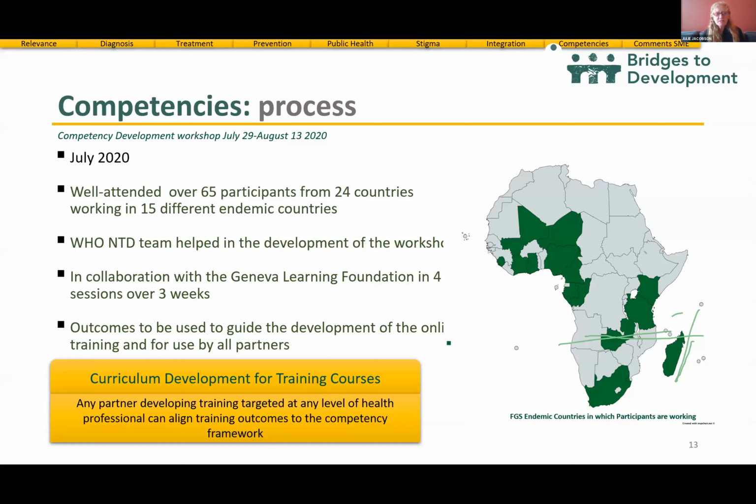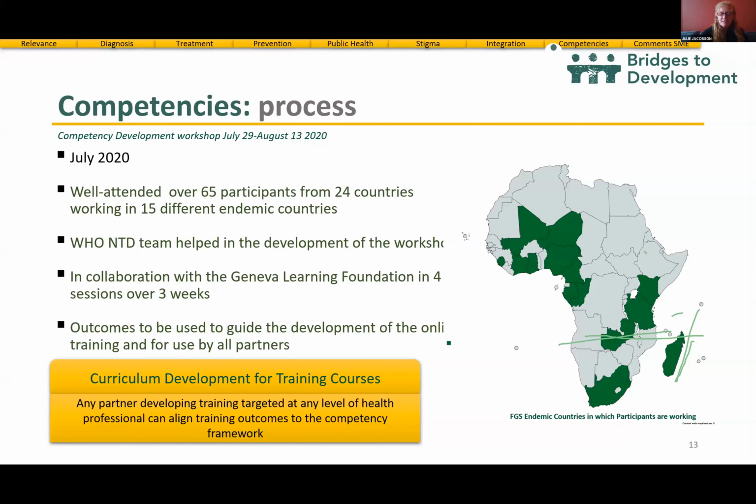So we started a process in July of 2020 where we brought together a group of 65 participants from over 24 countries, working in 15 different endemic countries, to define what it means to be competent and able to diagnose, treat, refer, and prevent female genital schistosomiasis. We did this in collaboration with the Geneva Learning Foundation, and it was in 4 sessions over 3 weeks. The outcomes are meant to help us develop this online course, but also to be used by anybody who is trying to train people in female genital schistosomiasis.